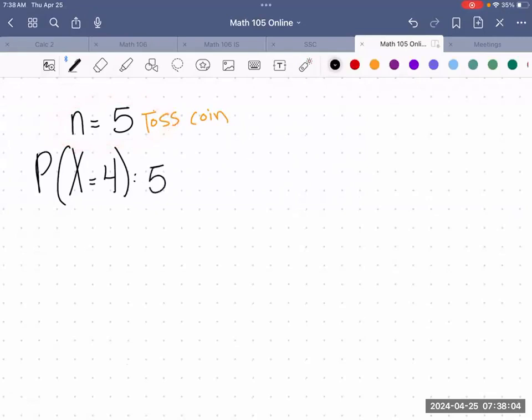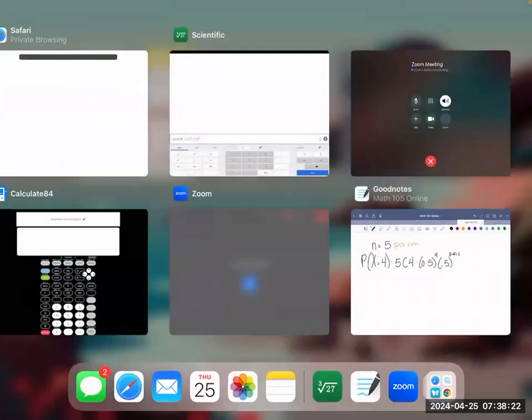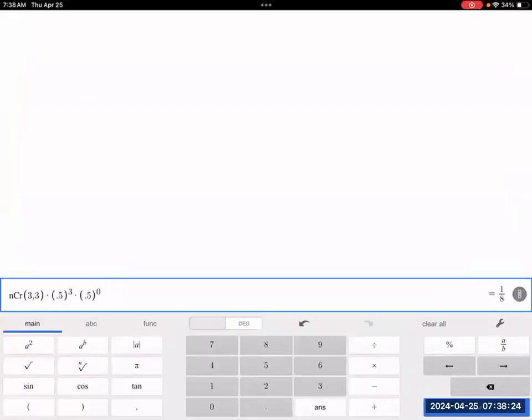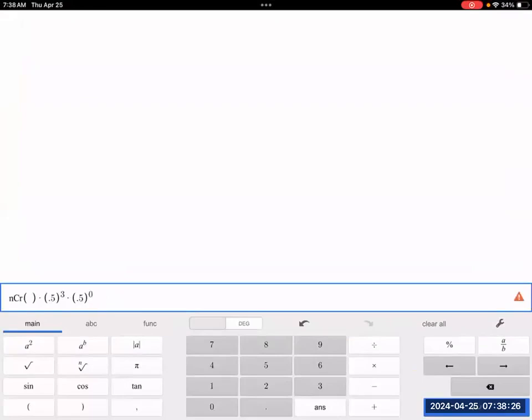So we have 5 choose 4, the probability of 0.5 to the 4th times the probability of failure, 5 minus 4 is just 1. So we're going to make that a little error. Let's see. 5 choose 4.